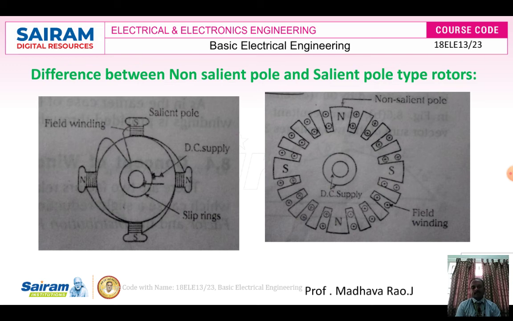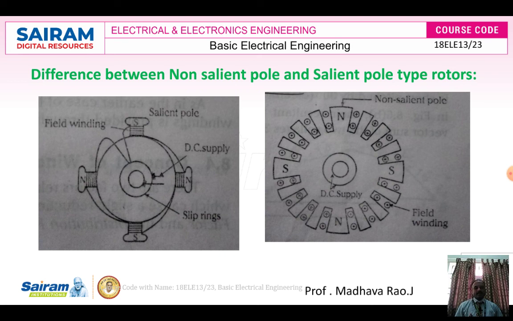So salient pole type rotor, first figure. Poles are projected outer surface. This type of rotors consist of more number of poles, that is 32 to 36 poles. This type is suitable for low and medium speed alternators. This type produces noise and vibrations, and is suitable for hydroelectric power generators. Coming to the non-salient pole type rotors, the poles are projected inner surface of the rotor. So you can see how the poles are projected in both types of rotors, outer surface and inner surface.